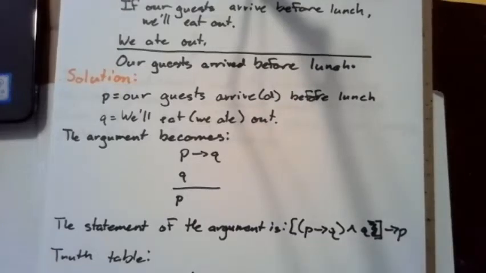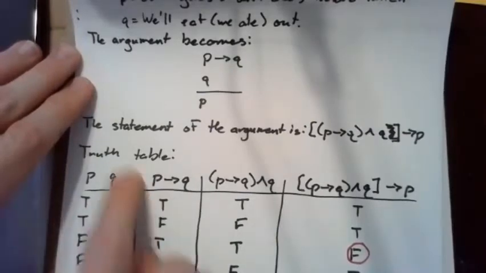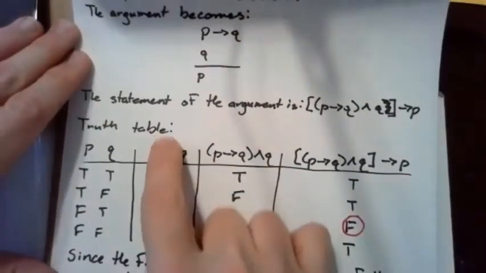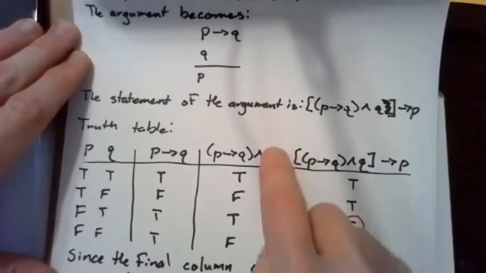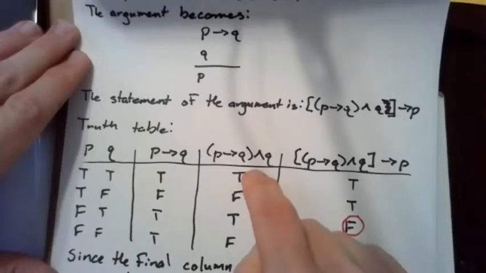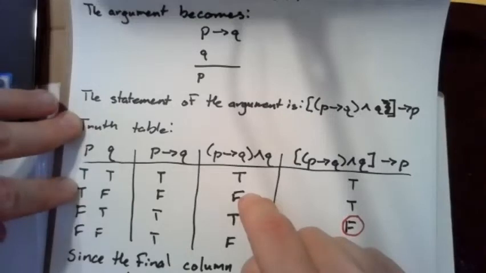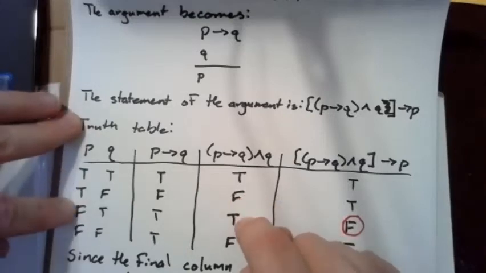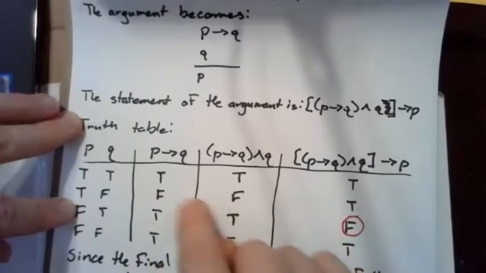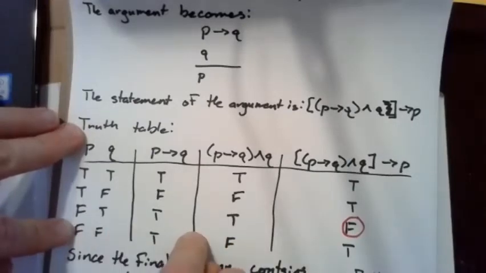Well then, the truth table looks like this. Our P's and Q's line up the way they usually do. P implies Q, that's easy enough. Here we have true, false, true, true. This is true if everything is true. It's false if Q is false. It's true if everything here is true. It's false if any part of it is false.